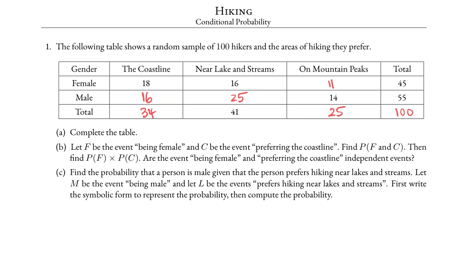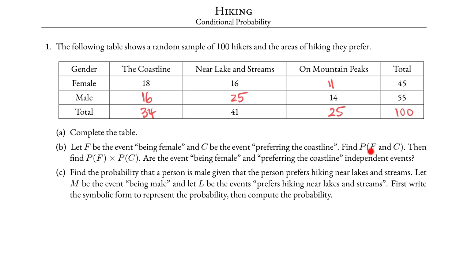Notice that we do not have every single cell in the table given. We can compute the missing information given the necessary information. Let F be the event of being female and C be the event of preferring the coastline. We usually use suggestive letters to represent an event: being female, F; preferring the coastline, C. Find the probability of F and C.